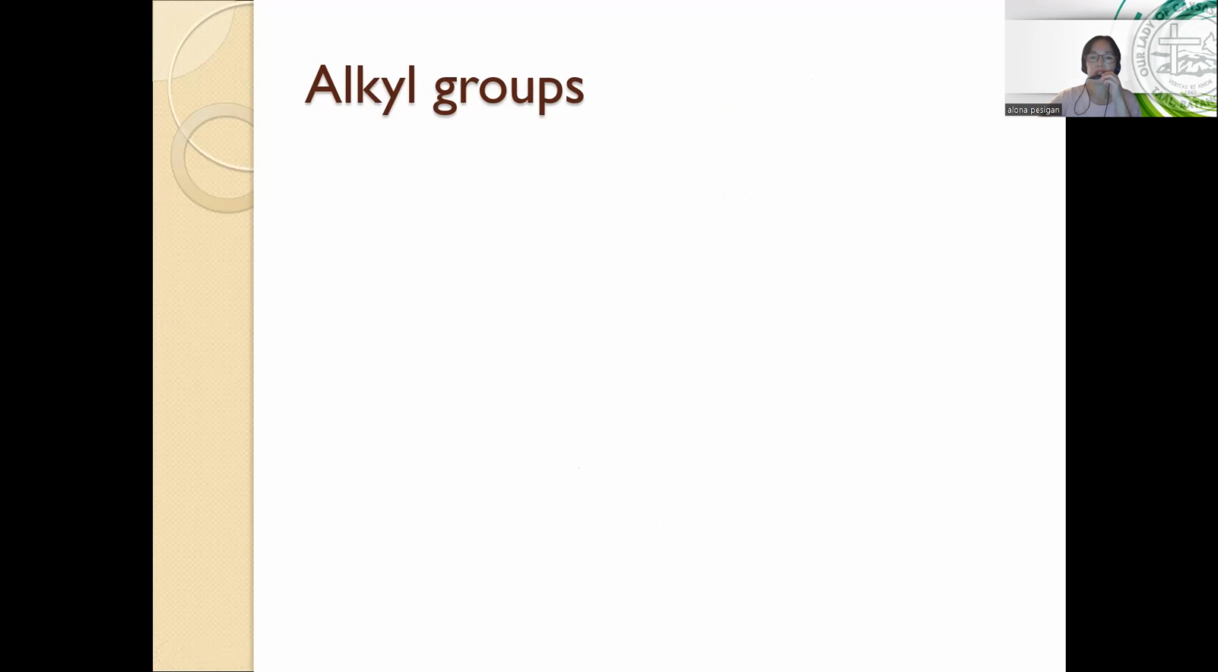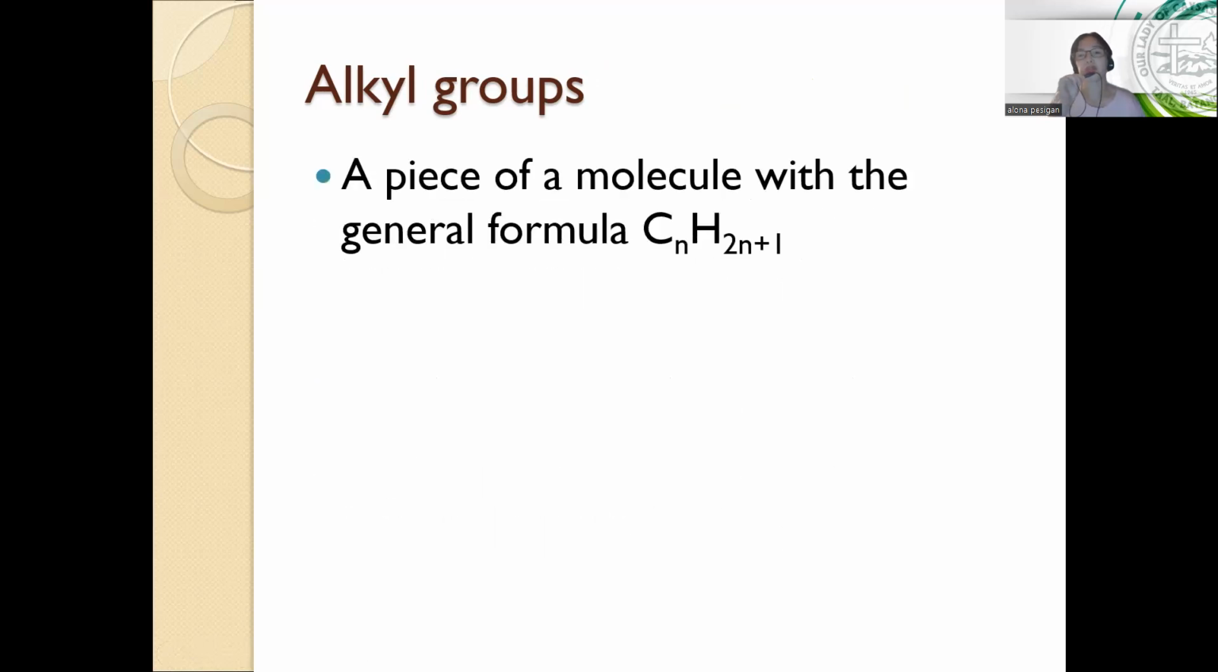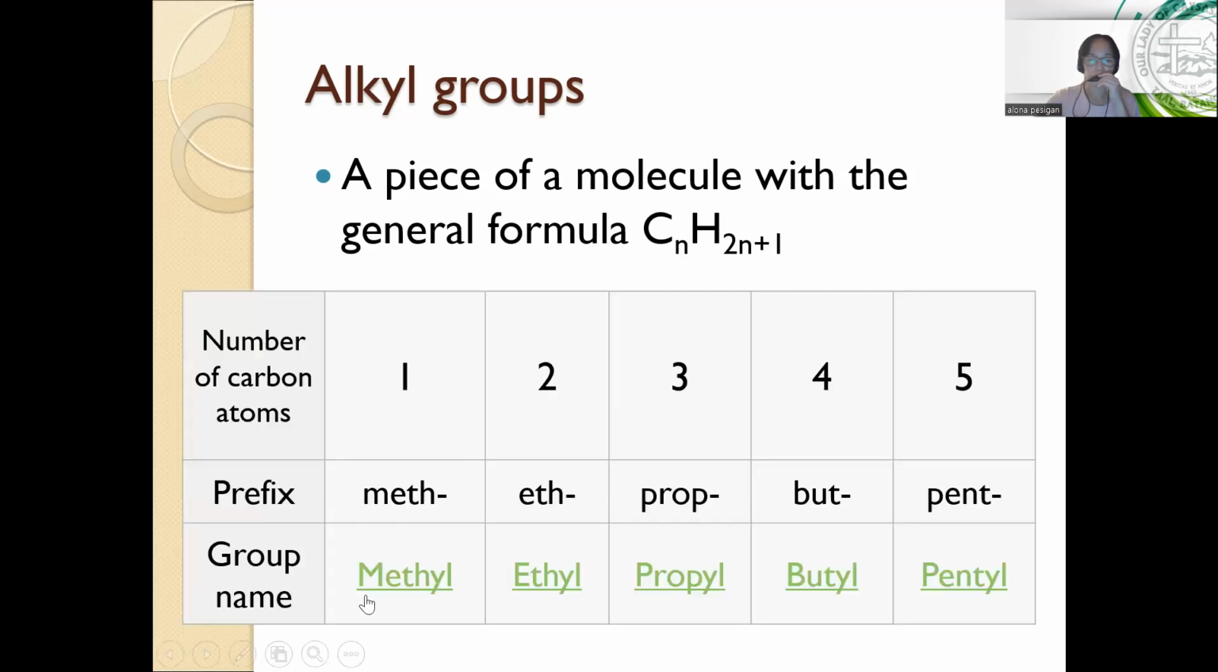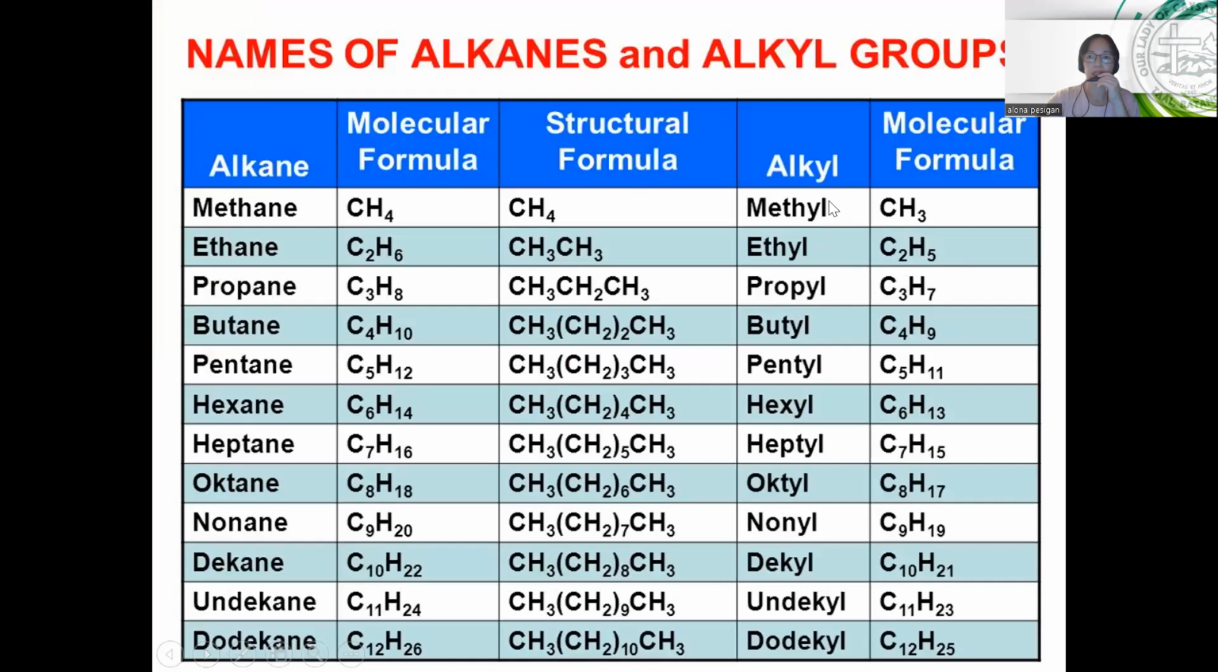Okay, so what are these alkyl groups? This is a piece of a molecule with the formula CnH2n+1. So take note, in alkane, it's CnH2n+2, and this is CnH2n+1. For methane, we have methyl, ethyl, propyl. So it ends in -yl. Okay, so for methane, the alkyl is methyl, ethane is ethyl, propane is propyl, butane is butyl, and so on.